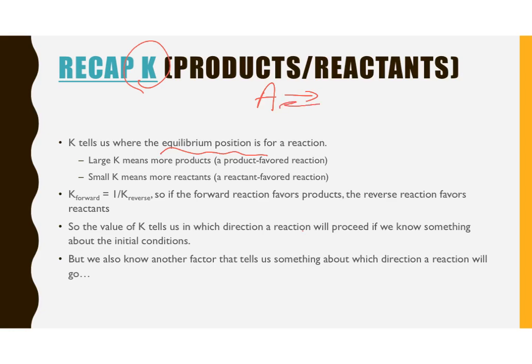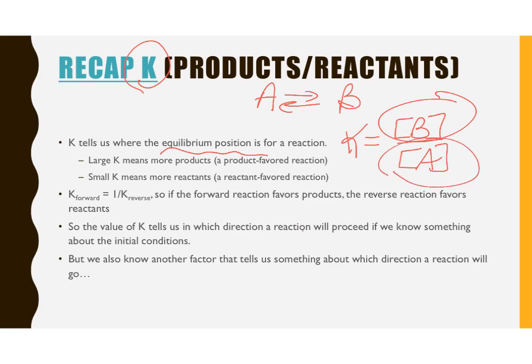So if we have a reversible reaction, A goes to B, the magnitude of K tells us whether products are favored or reactants are favored. So if we have a large K, let's say greater than 1, that means that products are favored. If we have a small K, let's say less than 1, that means that reactants, or the denominator, is larger.